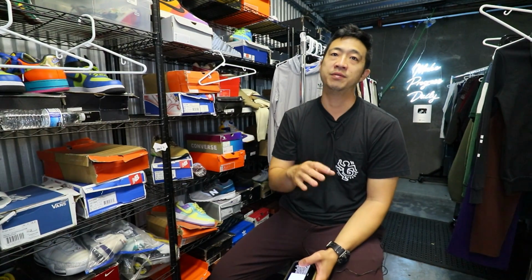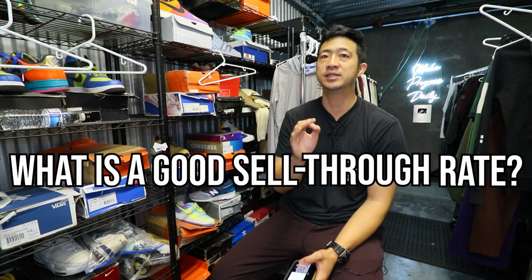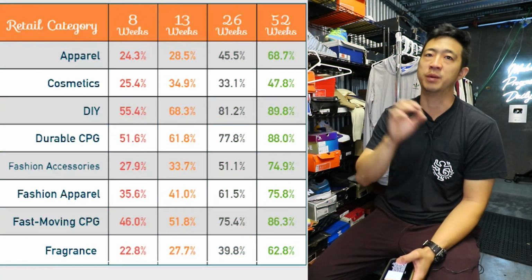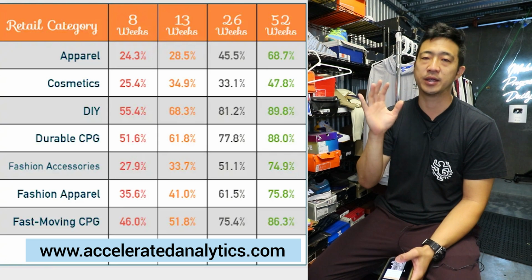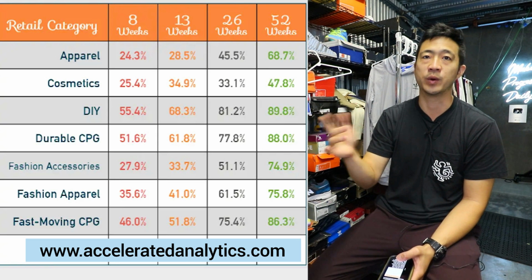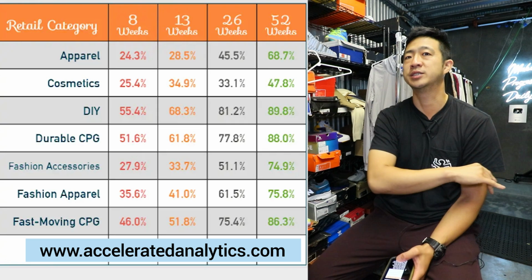I get the question often, what is a good sell-through rate? And it depends on your category. So I'm going to post an image here from Accelerated Analytics that goes over the different sell-through rates by category industry-wide for retail across the United States.